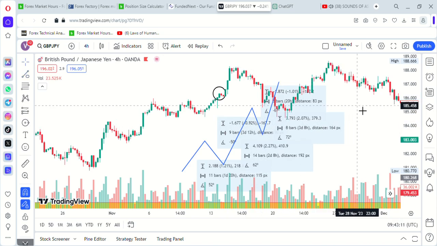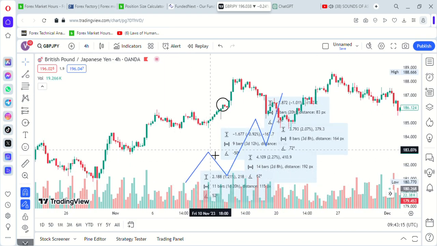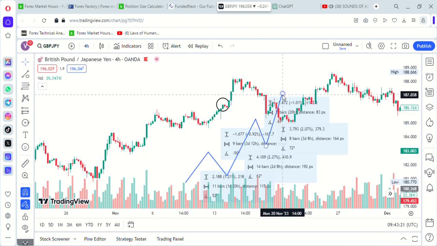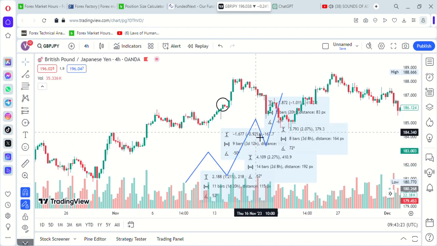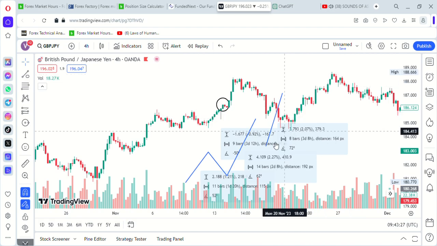You can see this. This one is higher than this one, and this one is higher than this one, and this one is higher than this one. That is what I mean by higher high. I hope you understand it.